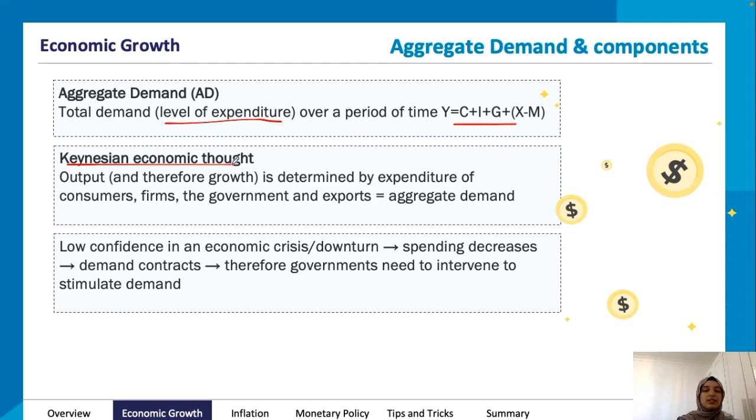So low confidence, for example, in an economic crisis or a downturn, like let's think back to COVID, where there was a lack of confidence in the economy. There was a downturn, like people were saving the money, they weren't spending, so spending decreases. Just a second point. Demand contracts, so the demand will fall. There's not many people demanding products anymore. They're just trying to save as much of their money as they possibly can, and therefore governments need to intervene and stimulate demand. So they need to come in between and say, hey, look, we actually need demand to grow.